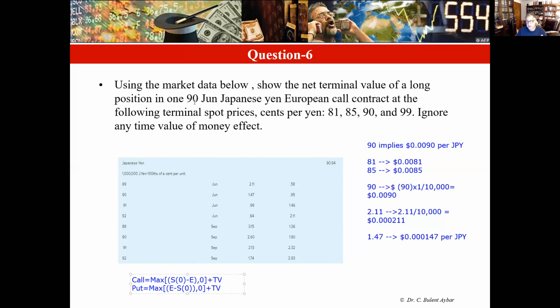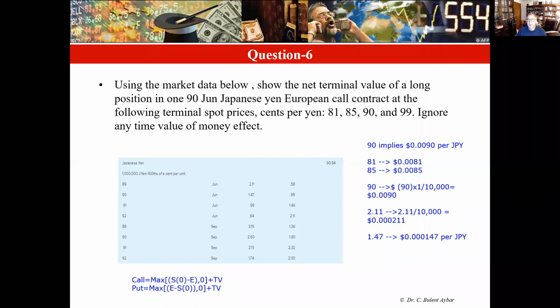Let's say we have the contract that gives us the right to purchase Japanese yen at $0.0090 at the expiration, and then these possible prices transpire, and then we're going to make a decision whether we're going to exercise the option or not.